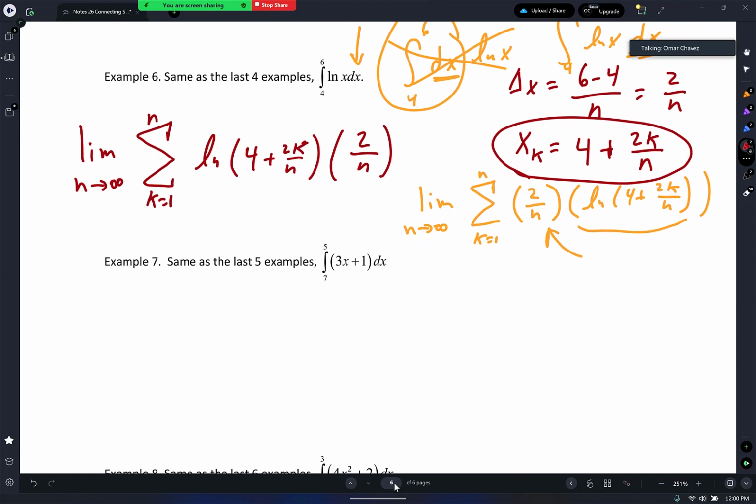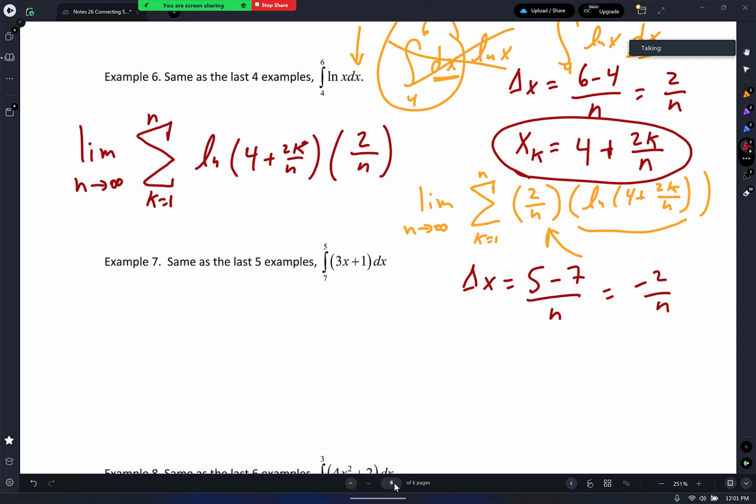Relax. This one has a lower limit of 7 and an upper limit of 5. It's still the same. You're just going backwards. If you wanted to switch the limits and put a negative on the outside, you could, but we haven't talked about integral properties yet, so let's not go there. You could just go delta x the same as always: 5 minus 7 divided by n, and you get negative 2 over n. Just do that.